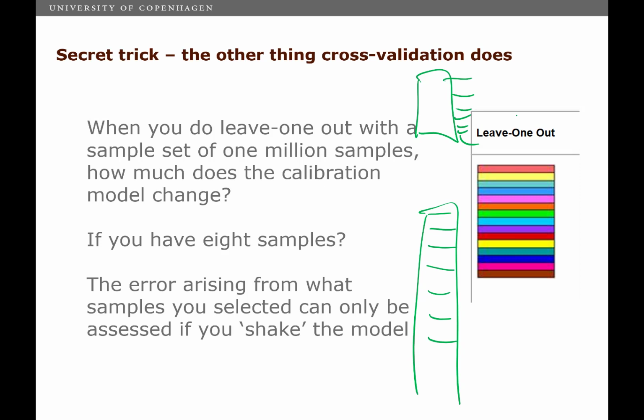And this is also something that we're testing with cross-validation. Now, mostly people think of cross-validation as predicting new samples, but we are actually also exploring the variability that comes from what if I had sampled these samples instead of these samples. And you can only do that if you sort of shake the model. So you have to make sure you leave out a substantial part of your data in order for the model to be different.